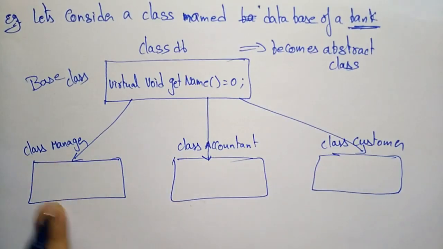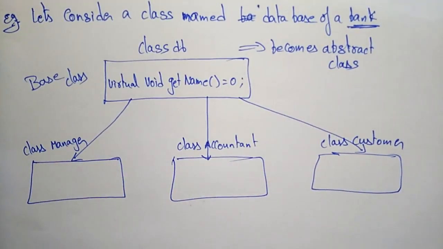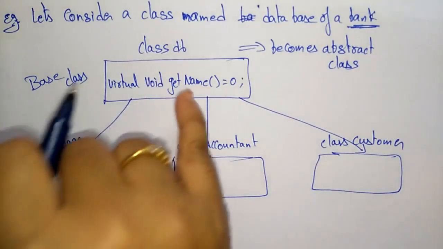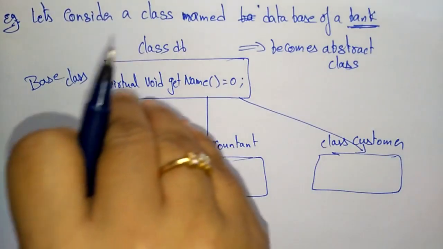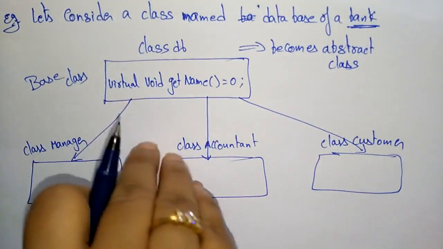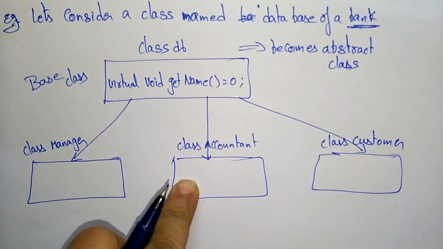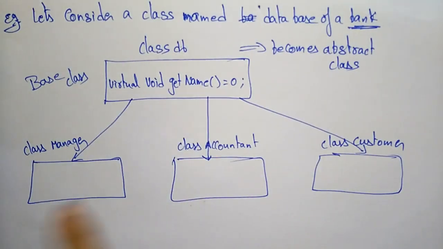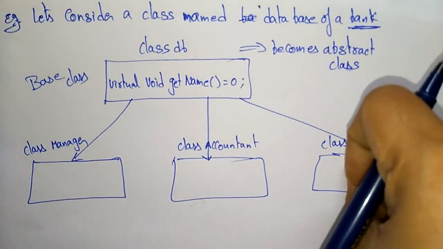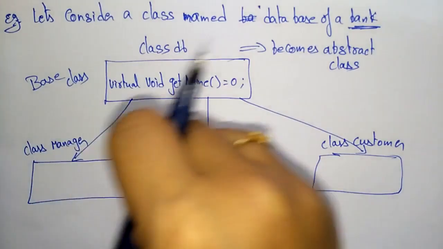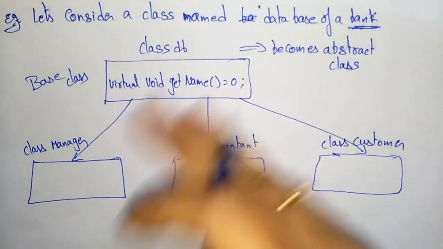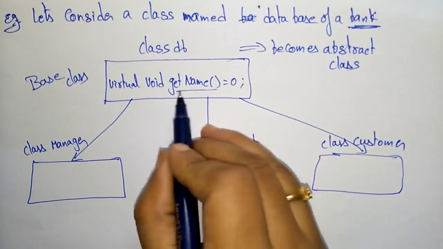For all these people, what is the common thing? That is what I declared in the abstract class: getname. The class manager has to deal with getname. At the same time, the accountant also deals with getname, and the customer also has a name. Whatever the customer's name is, that will be dealt with by the manager and by the class accountant. We are frequently using this function getname.